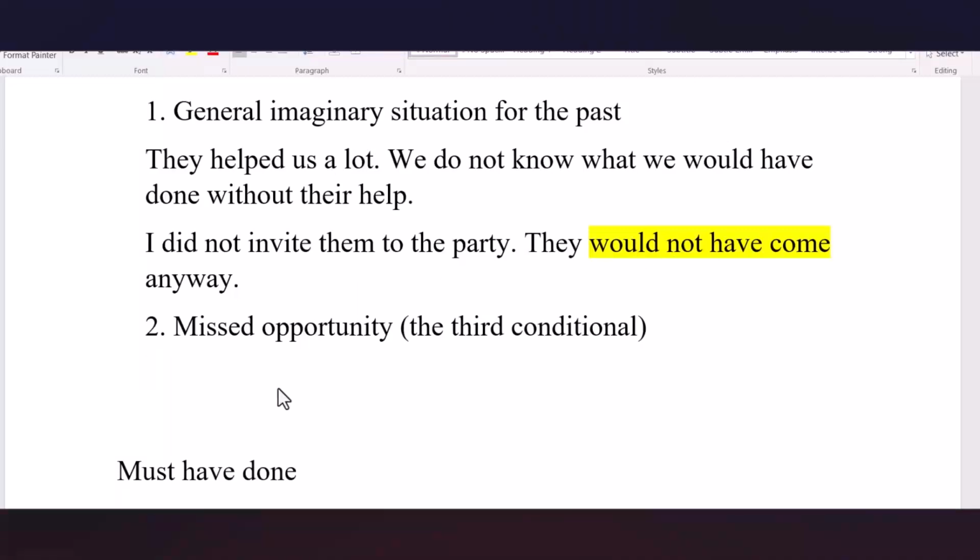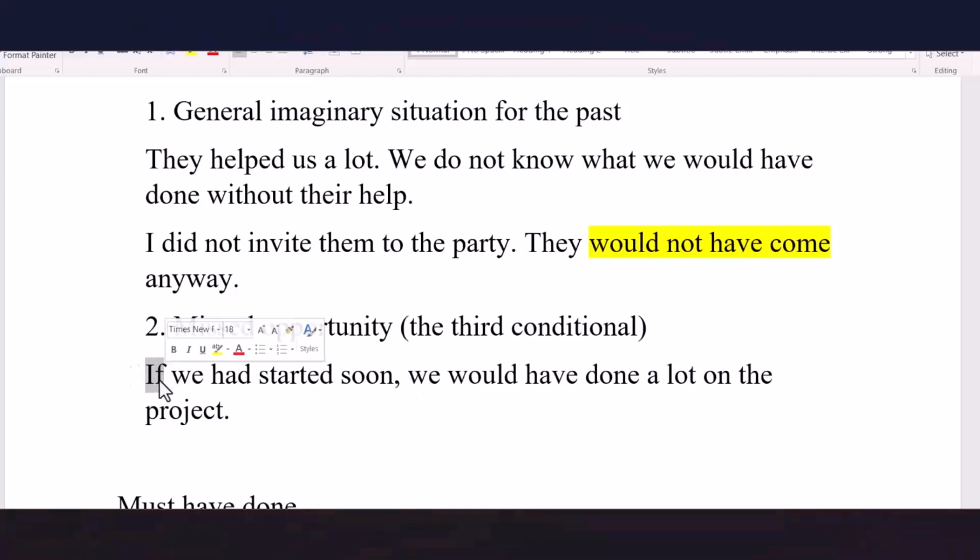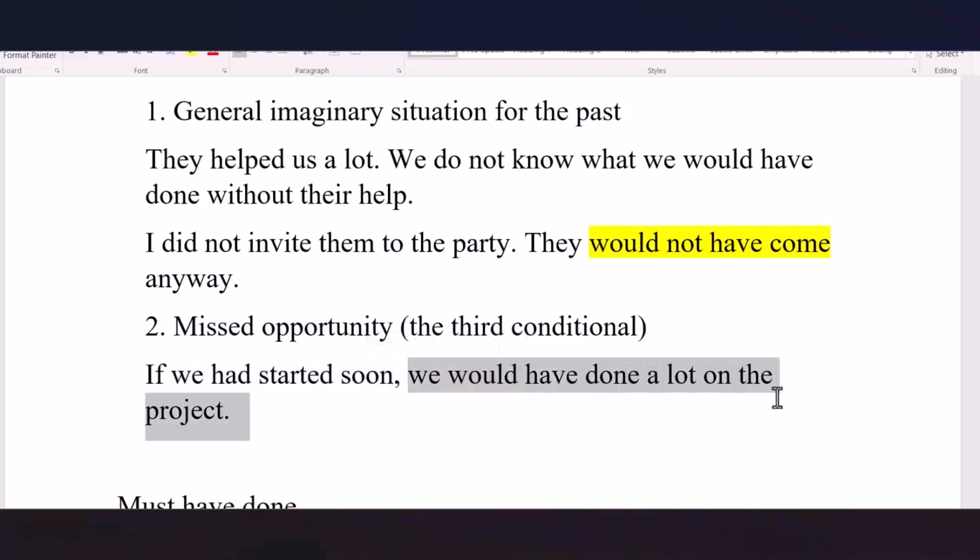If we had started soon, we would have done a lot on the project. Again, this is an imaginary situation in the past that didn't happen, and it is closely related with if in the third conditional, if plus past perfect. If we had started soon, we would have done a lot on the project.